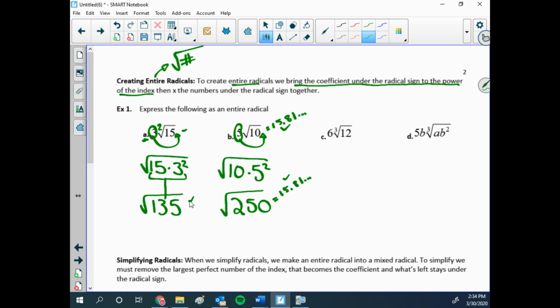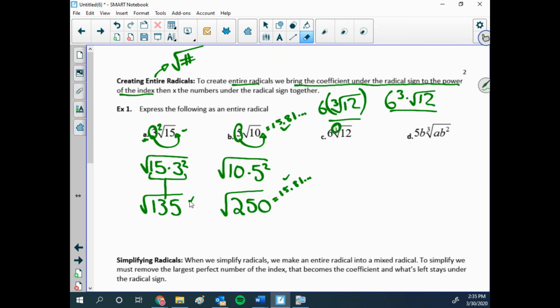The next question, C, is 6 cube root 12. The one thing to look for here is that this is actually this, not this. Those are two completely different things. If you're seeing this and they're really close together, what's more likely happening is this is the index, not the exponent on 6, which is where some people will mess up.